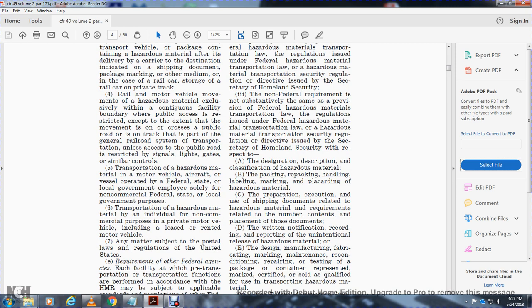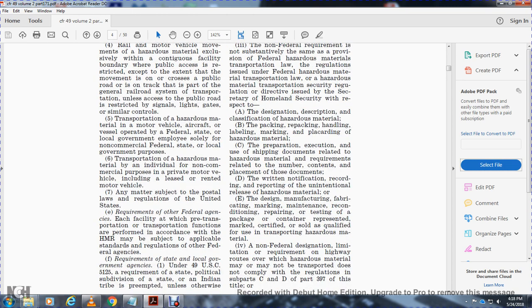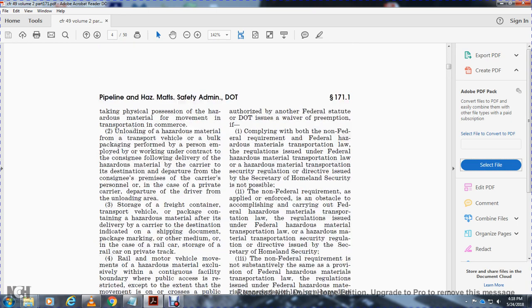The transportation of hazardous material by an individual for a non-commercial purpose in a private motor vehicle, including lease or rental of the motor vehicle, and any matter subject to the postal laws and regulations of the United States required by a federal agency. Each facility with standard transportation functions performed in accordance with the hazardous materials regulations is subject to the applicable standards and regulations of federal agencies, the requirements of the state and local government agencies under Title 49 section 5125, and the requirements of the state, local, and Indian tribe protective divisions, permitted unless otherwise authorized by another federal statute or issued a waiver of preemption.